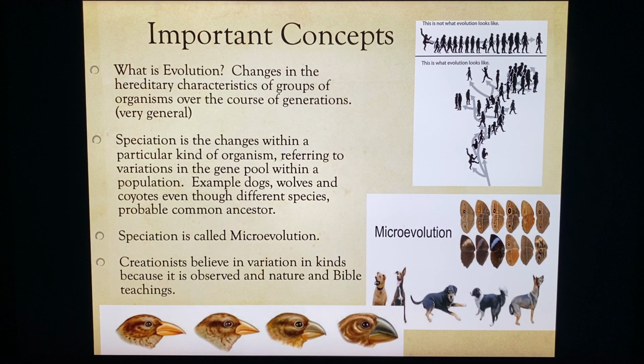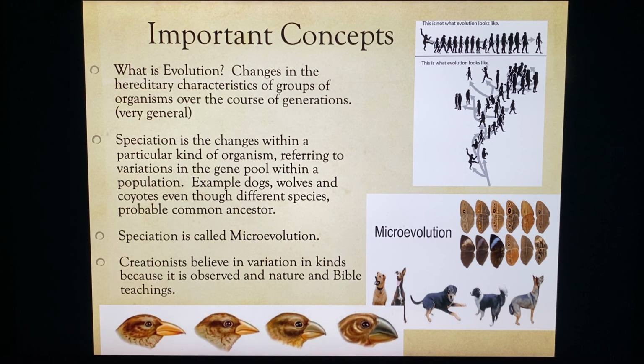Important concepts. First of all, what is evolution? Well, the definition here: changes in the hereditary characteristics of groups of organisms over a course of generations. Well, that's a very general definition of evolution. When we get into it, we're going to be talking about speciation. Speciation is the changes within a particular kind of organism, referring to variation. Speciation would be variation in the gene pool within a population.